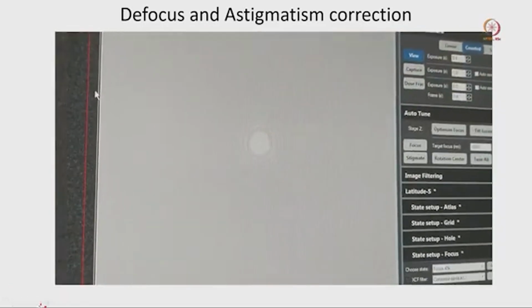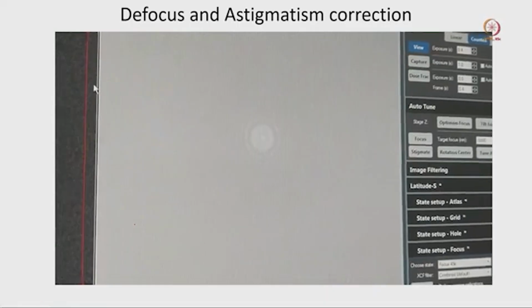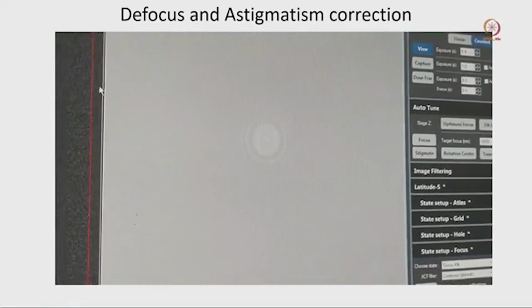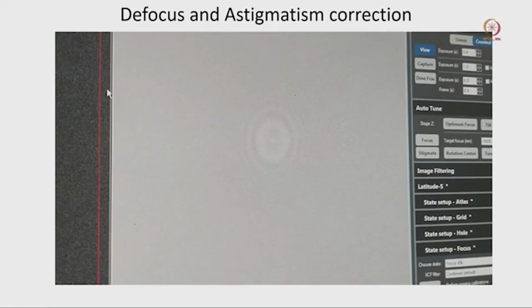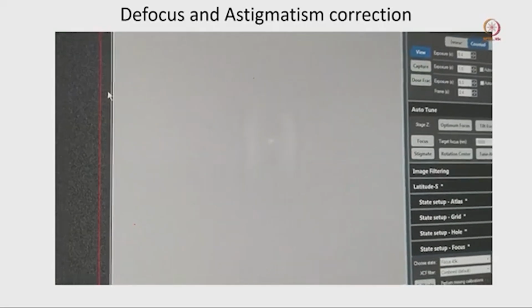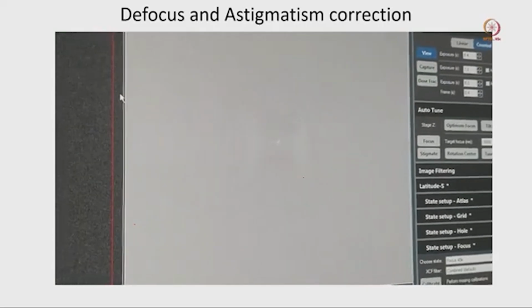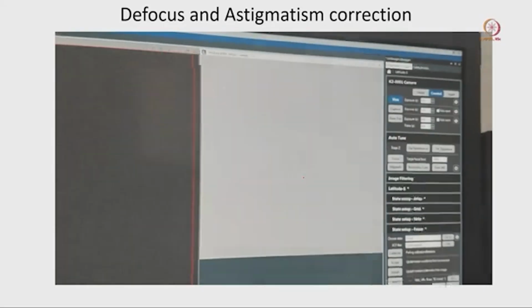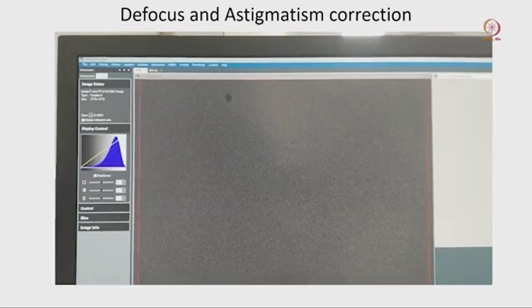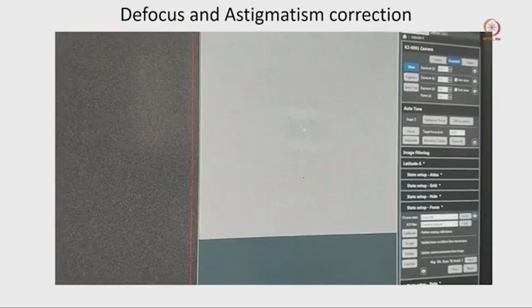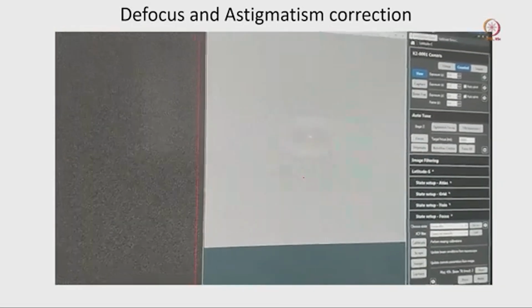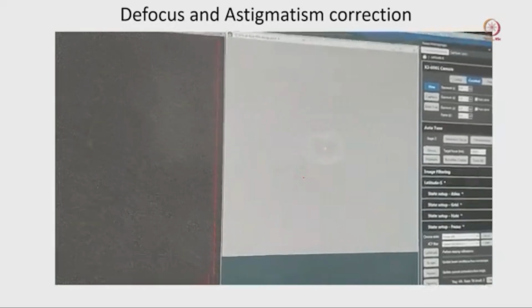So here what you can see is a power spectrum at a very low defocus. That is what I was talking about: when you have a very low defocus, you cannot see the power spectrum as well as the image. So let me first discuss a different defocus value and the astigmatism.